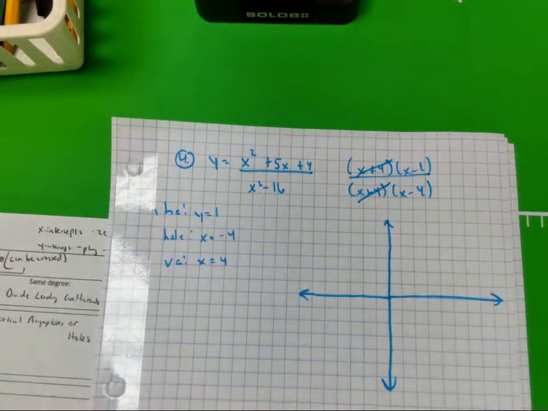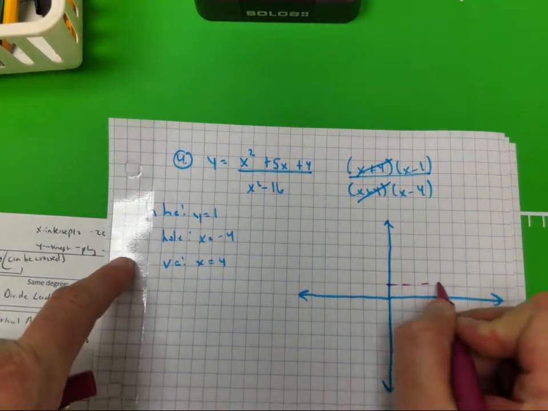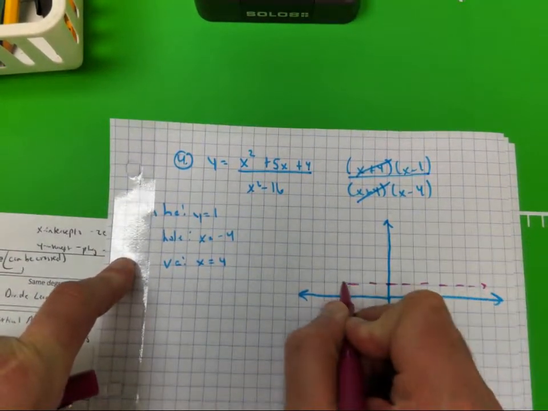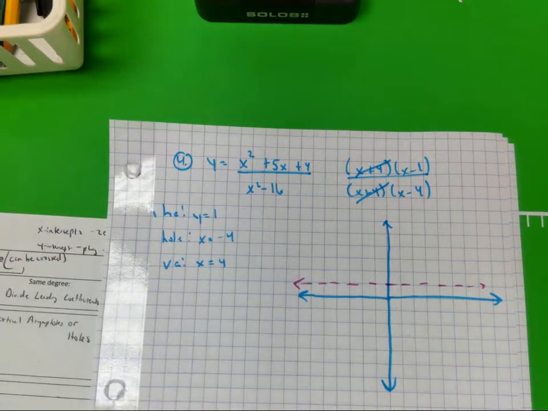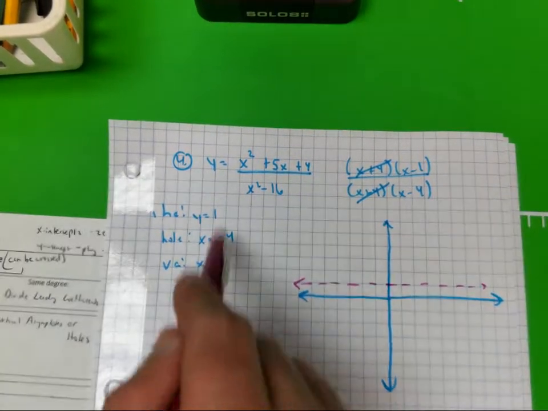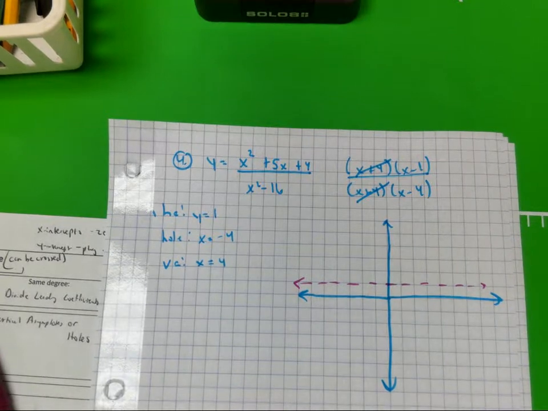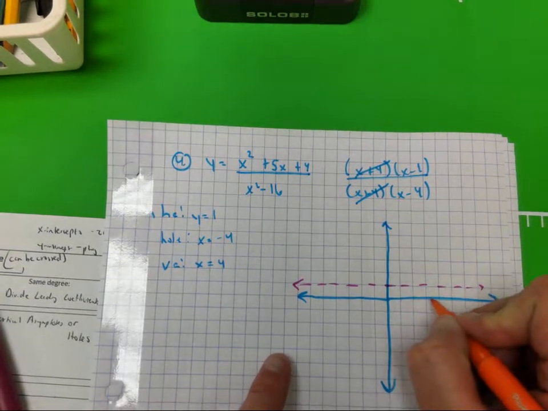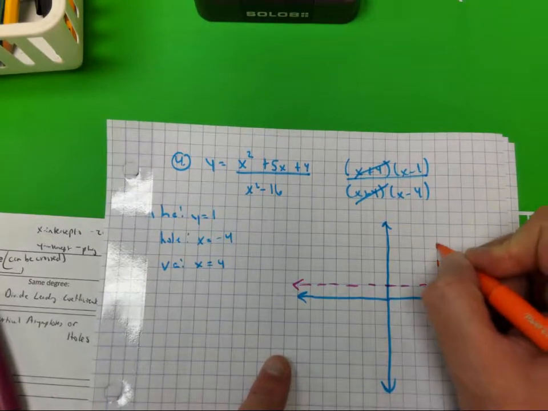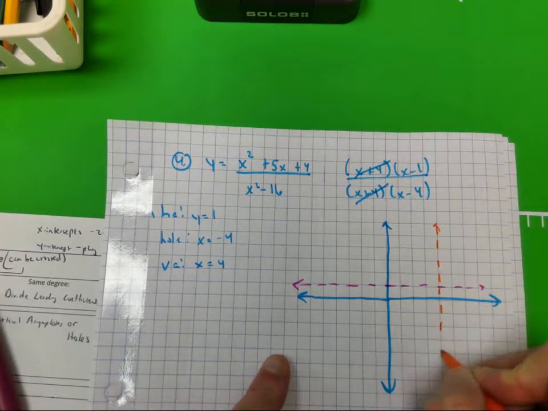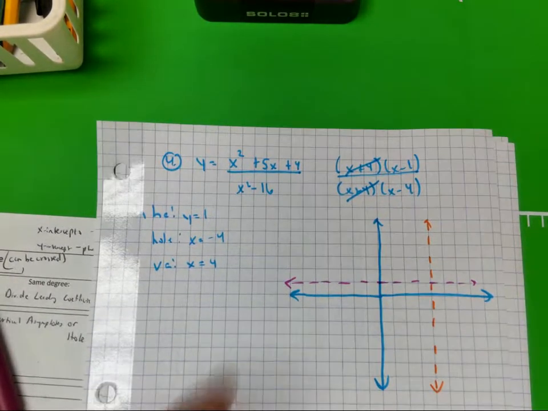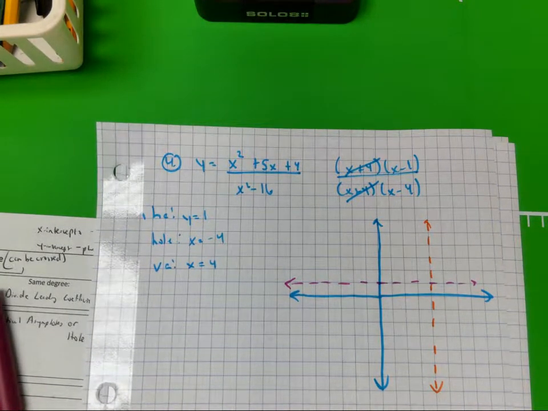So horizontal asymptote at y equals 1. We're going to graph the VA. We're going to come back and graph the hole in a minute. The VA, x equals 4, 1, 2, 3, 4. Alright, now let's make a table.